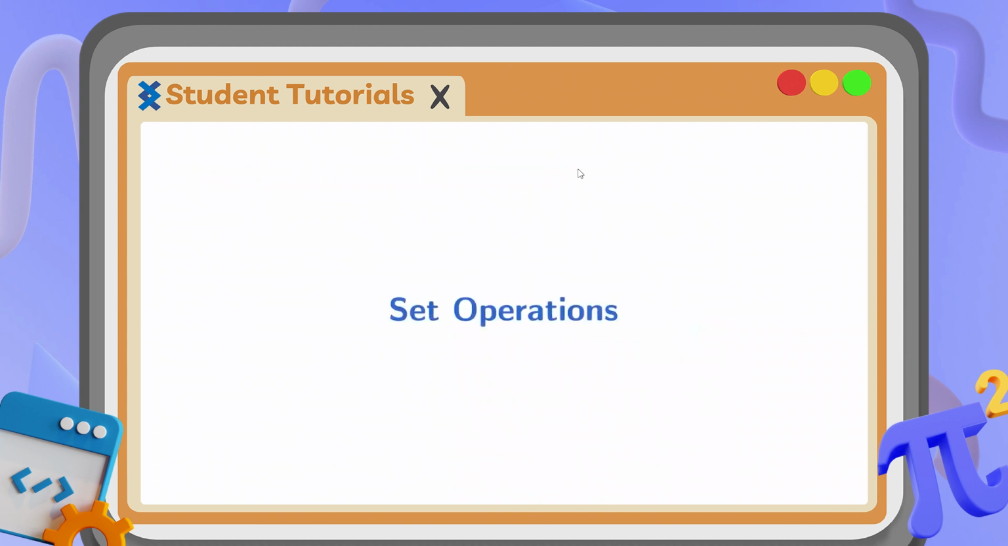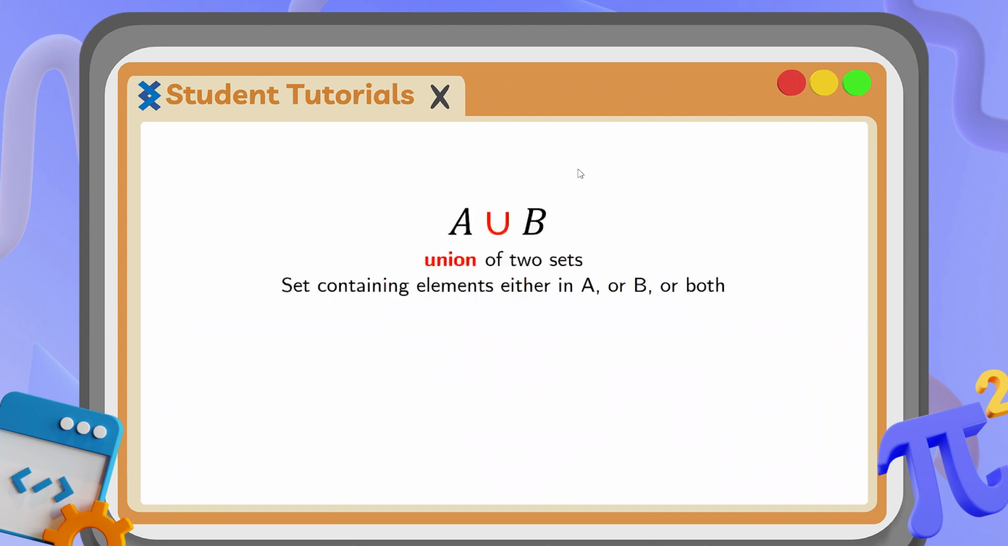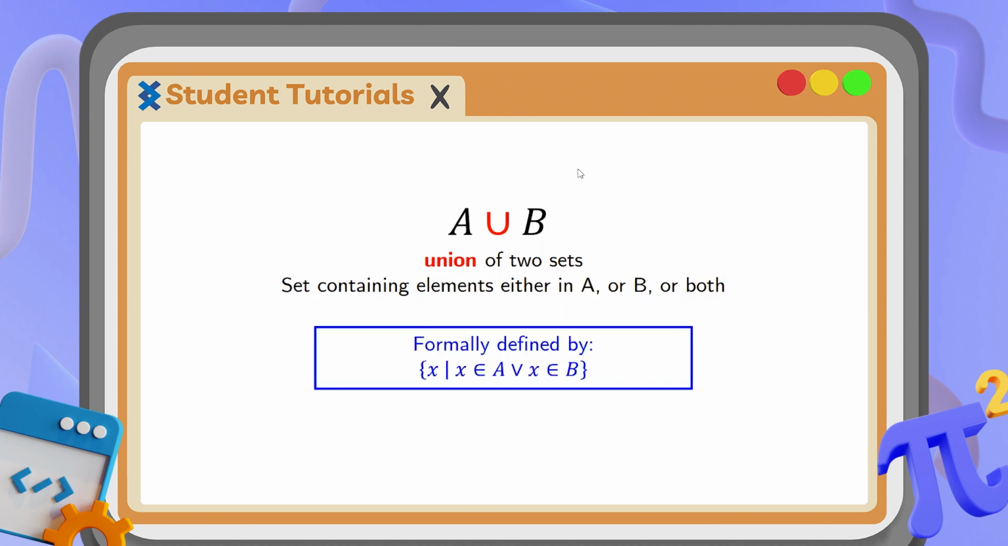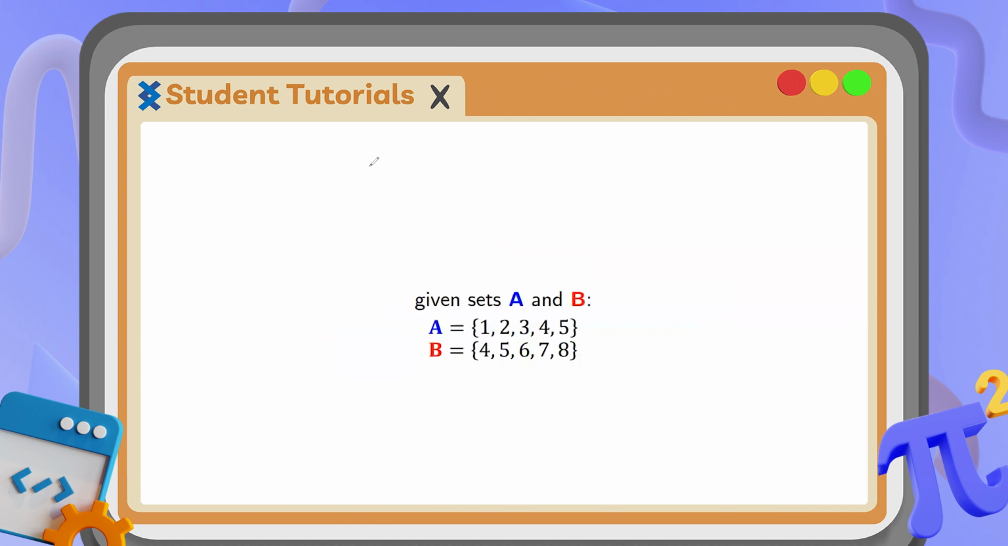So now, we'll proceed with the set operations. So here we have the union of 2 sets, which is a set containing elements either in A, B, or both. Formally defined by X such that X is in A or X is in B. So given sets A and B, where A is the set containing the numbers from 1 to 5, and B is the set containing the numbers from 4 to 8.